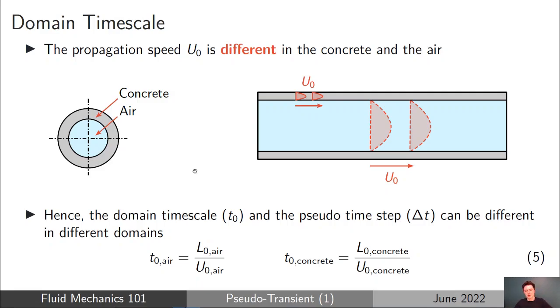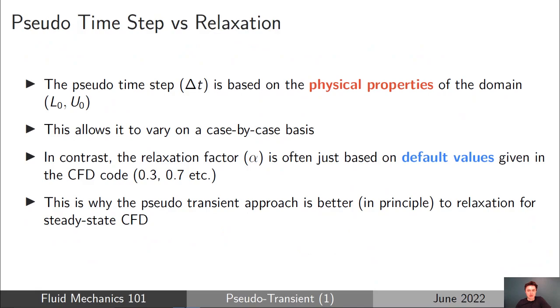So hopefully just from thinking about this, you can see that if the speed that boundary effects propagate across the domain is different in different domains, maybe you had different densities, for example, or different physical fluids or solids, then you could use this to work out roughly what a good pseudo time step size would be in each of the domains. And that is going to be the principle of the pseudo transient approach. And I just wanted to do a quick recap at this point and do a comparison of the pseudo time step size versus the relaxation.